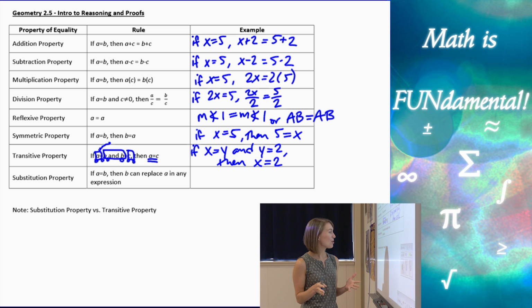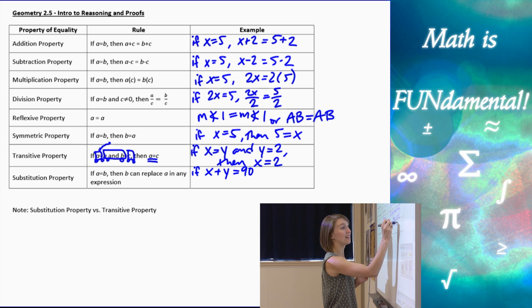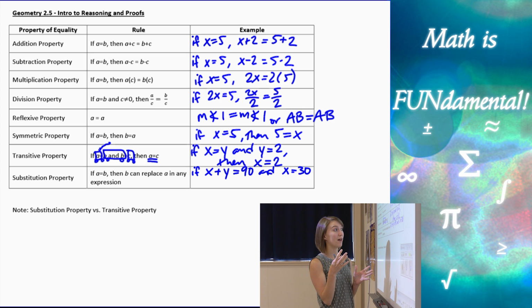All right, substitution property is really similar to transitive, just a little different sometimes. If a equals b, then b can replace a in any expression. So for example, we could do a simple replacement like we saw in transitive property, but we could also do something like if x plus y equals 90 and x equals 30, then I can take the 30 and replace x with 30. So I can say then 30 plus y equals 90, and then use that to solve for y.